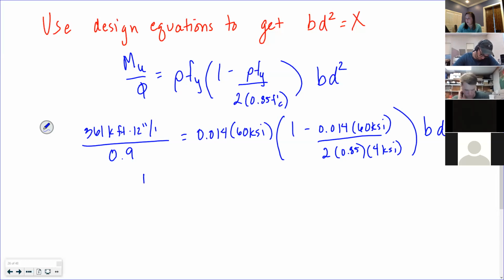I ended up with a relationship between my width and my depth of something like that. Justin, you're in the ballpark, so it's probably fine.